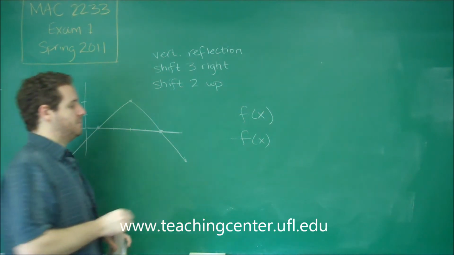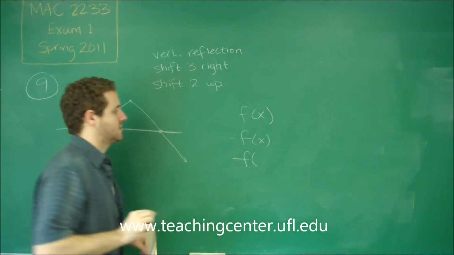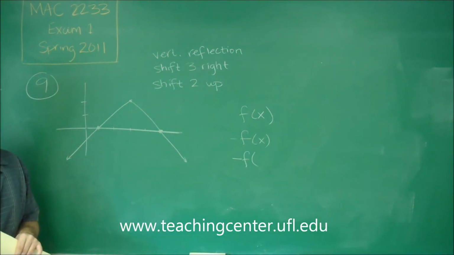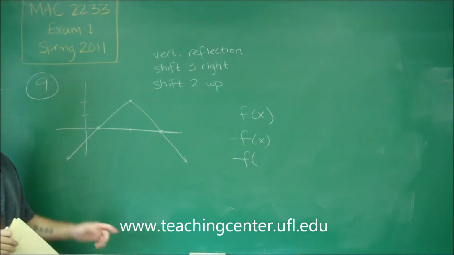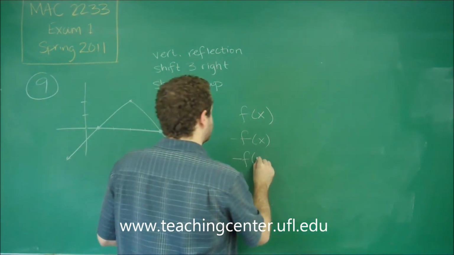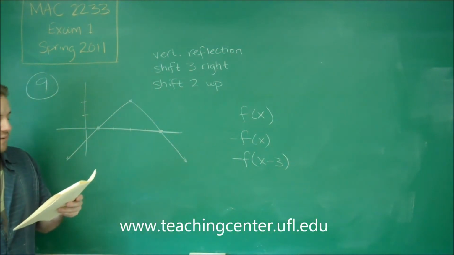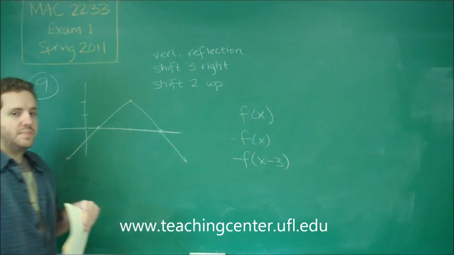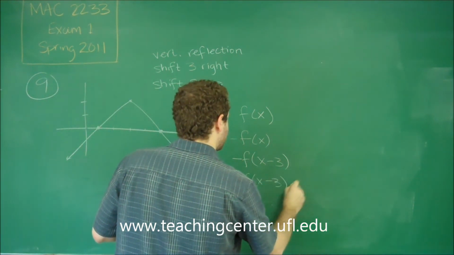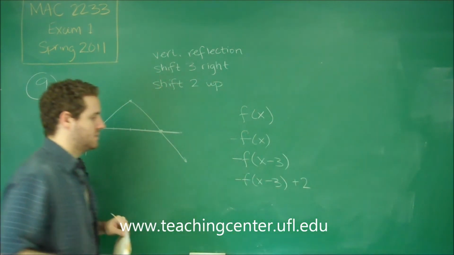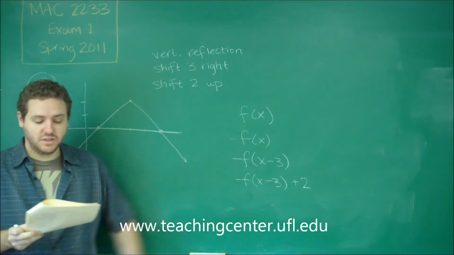Shifting 3 to the right. When you shift right or left, that means you replace the x with an x plus or minus something. When you shift to the right, it's going to be x minus that, and we're going 3. So we replace x with x minus 3. And finally, shifting 2 up, that means you just tack on a plus 2 after everything else. So our correct answer should look something like that.